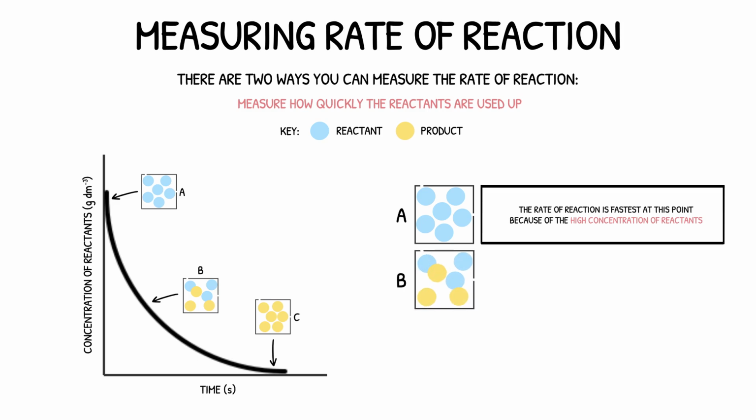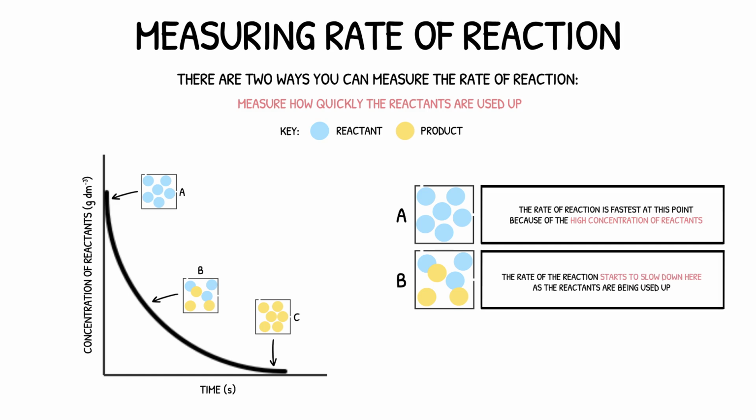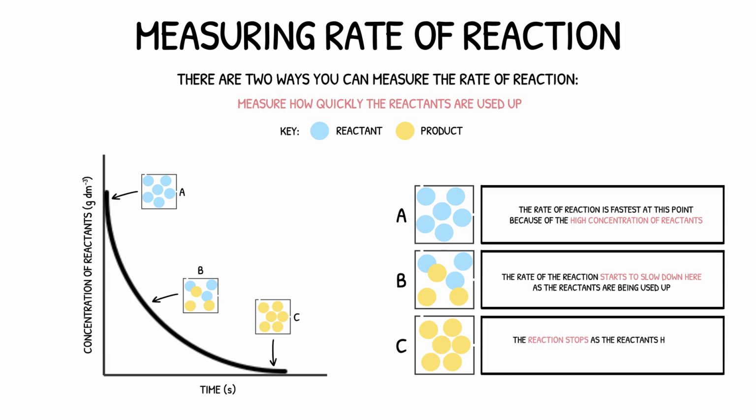At point B, we see the line begin to level off. At this stage, the concentration of the reactants has fallen significantly, and so successful collisions between the reactant particles become less frequent, slowing the rate at which the reactants are used up. And at point C, we see the line is completely flat. Here, the reactants have been completely used up, and the reaction has therefore come to an end.